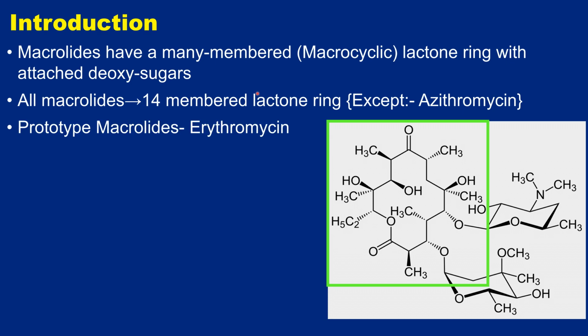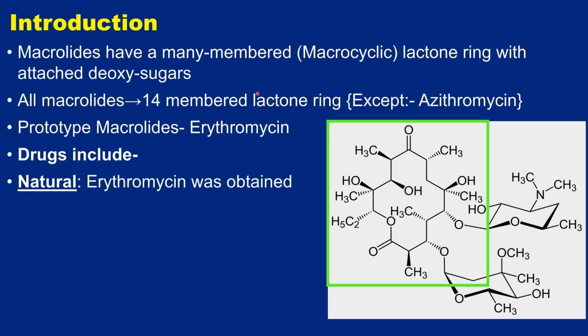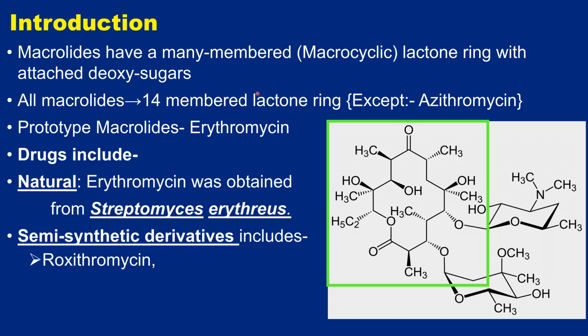The prototype macrolide is erythromycin. In total, the macrolides include erythromycin, azithromycin, roxithromycin, and clarithromycin. Among these, erythromycin is the natural macrolide, which is obtained from Streptomyces erythraeus, whereas the remaining three, roxithromycin, clarithromycin, and azithromycin, are semi-synthetic derivatives of macrolides.